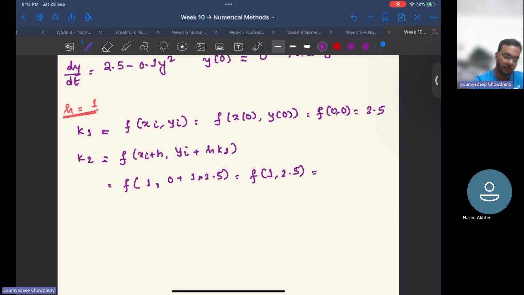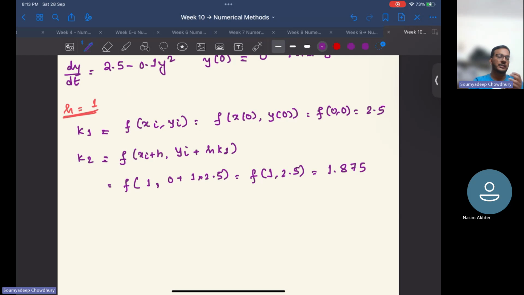So f of 1 comma 2.5 means f of 2.5, and that is how much? It is 1.875. Clear? Is it clear? The equations I am writing.